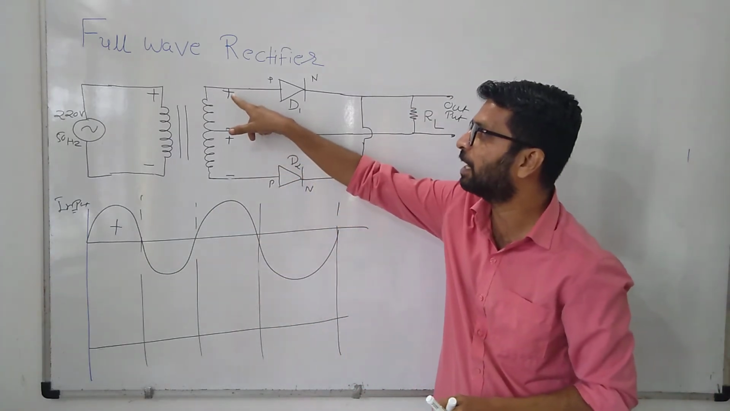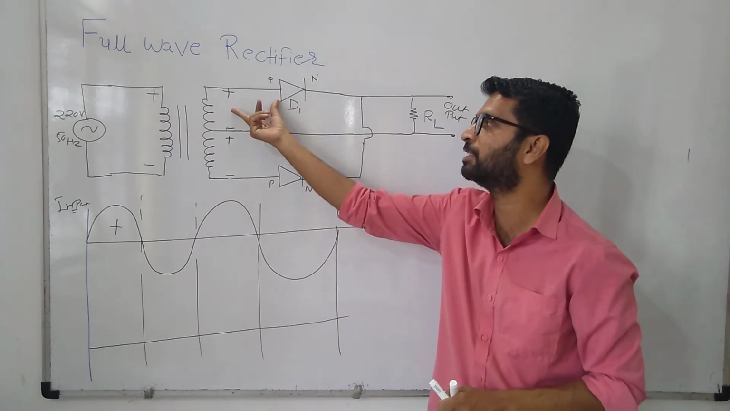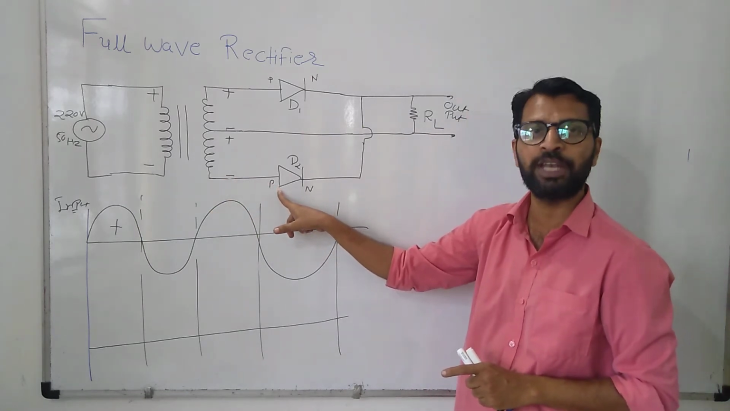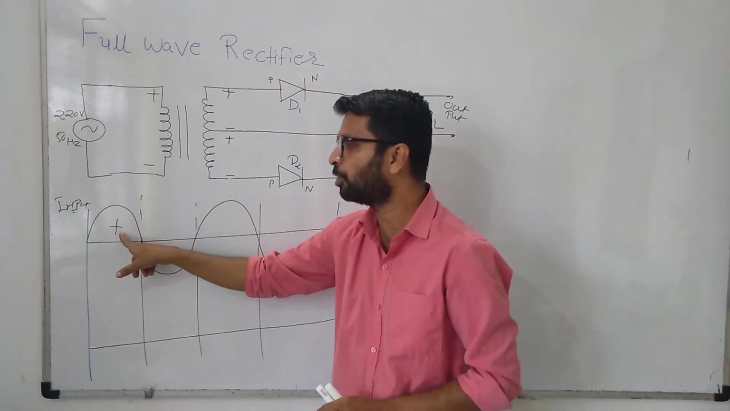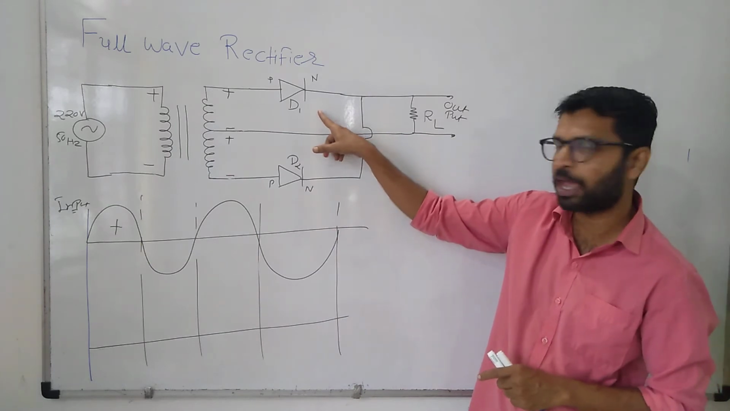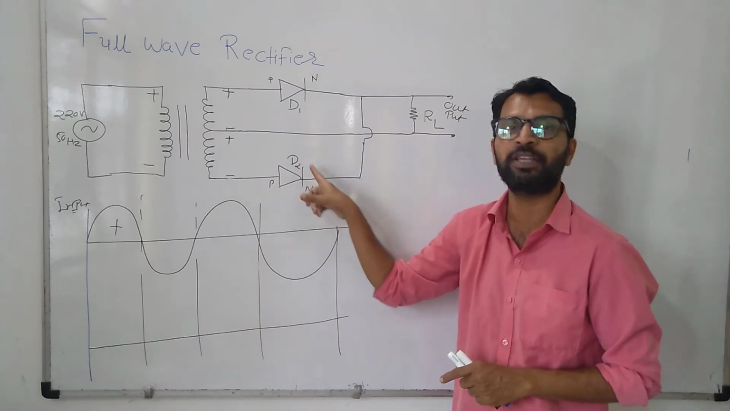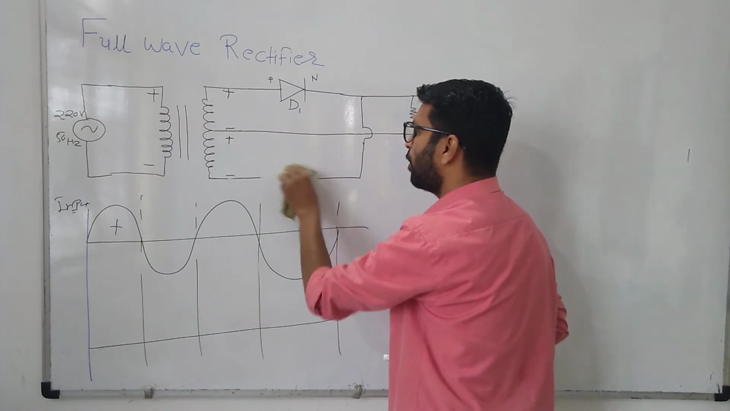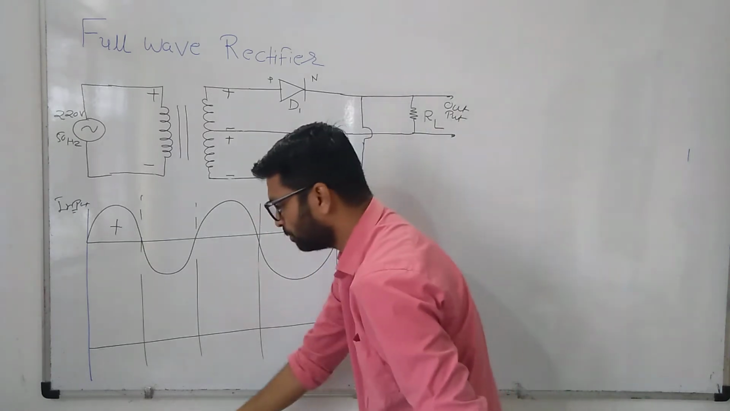As you can see, the positive is connected to the P side of the diode, so diode D1 is in forward bias. This negative is connected to the P side of diode D2, so diode D2 is in reverse bias. So during the first positive half cycle of the input wave, diode D1 is in forward bias and diode D2 is in reverse bias, so this becomes an open circuit. We will remove this diode.